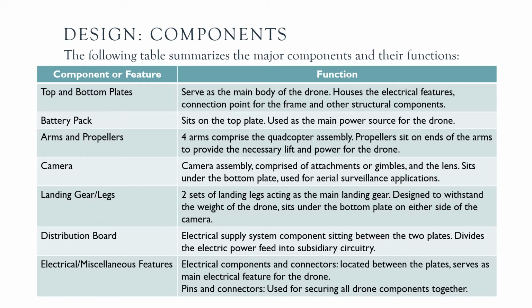A camera assembly could be implemented on the bottom plate, along with 2 sets of landing gear legs located on either side of the camera. Lastly, less crucial components such as the distribution board, electrical parts, and miscellaneous components like pins and connectors are included in our final design.